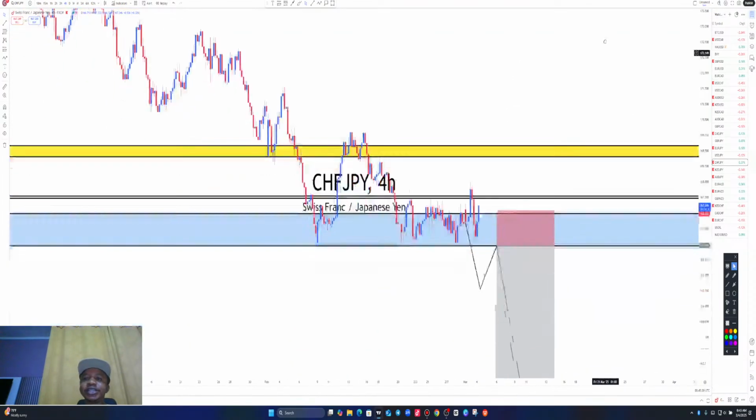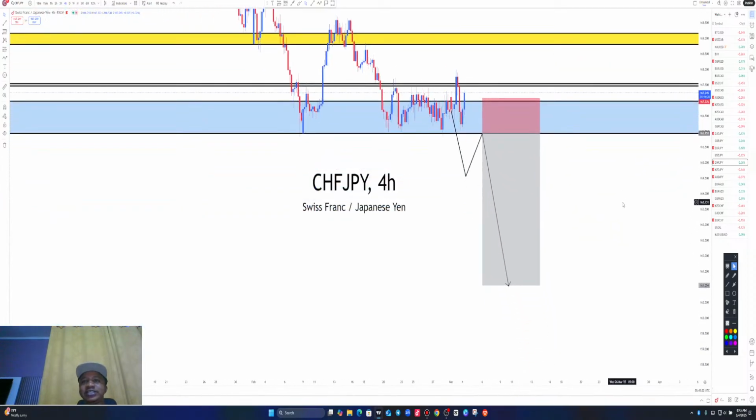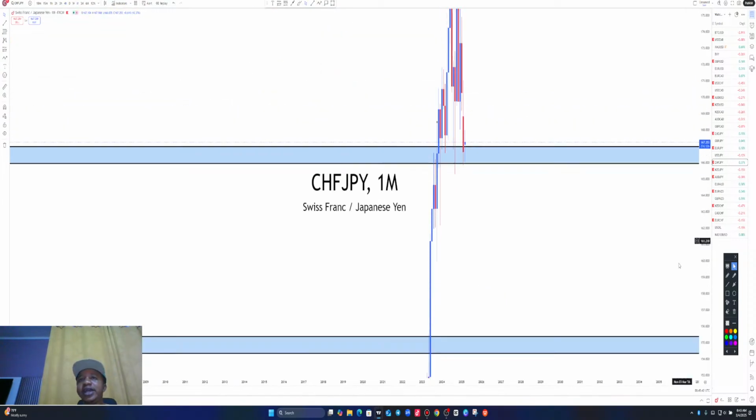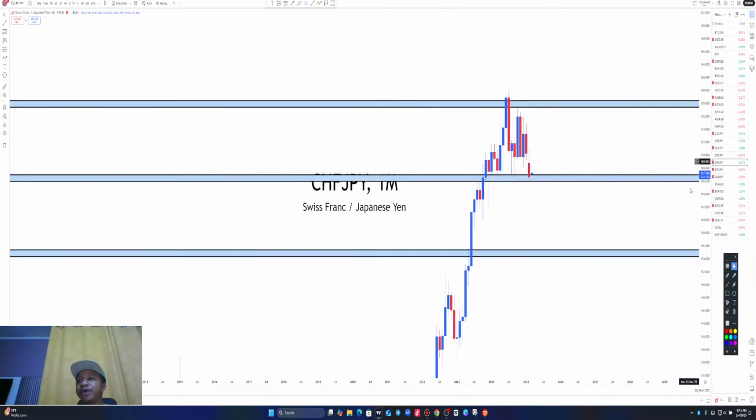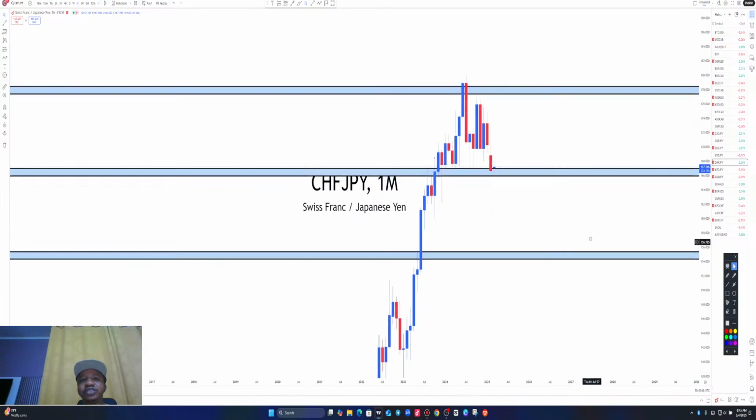Okay. So this is CHF JPY. Now CHF JPY, as you can clearly see, I'm looking for a selling opportunity. But why am I looking for a selling opportunity on CHF JPY? Let me take my time to explain. So CHF JPY, let me take it all the way to a monthly time frame and then begin with monthly as usual. So this is the monthly time frame of CHF JPY.